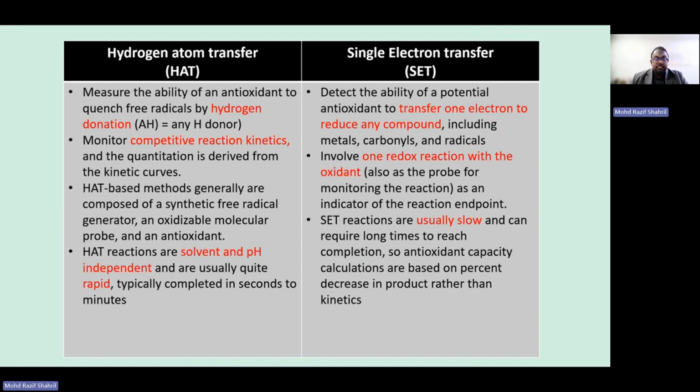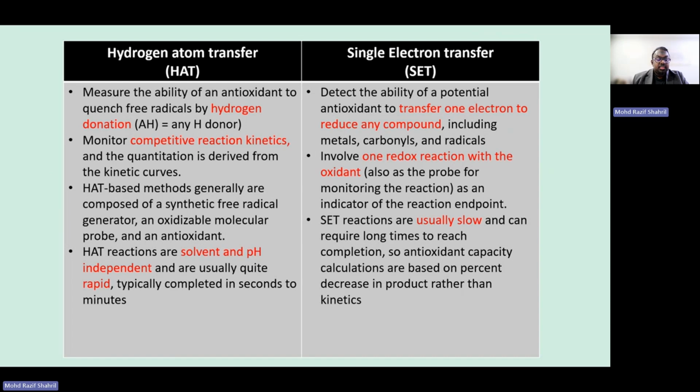So HAT assays measure the ability of the antioxidant to quench free radicals by hydrogen donation. These methods generally use a synthetic free radical generator, an oxidizable molecular probe, and your antioxidant sample. The great thing about HAT reactions is that they are solvent and pH independent. They are also usually quite rapid, typically completing in seconds to minutes. And because of this speed, we quantitate the results by monitoring the competitive reaction kinetics.